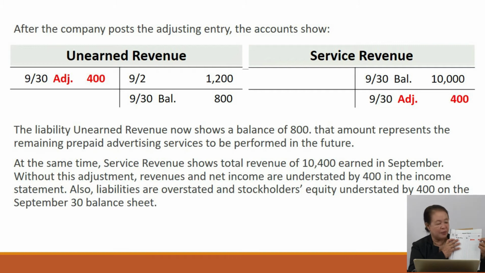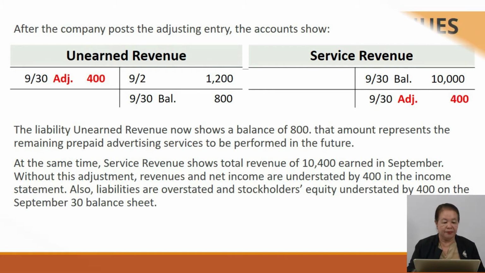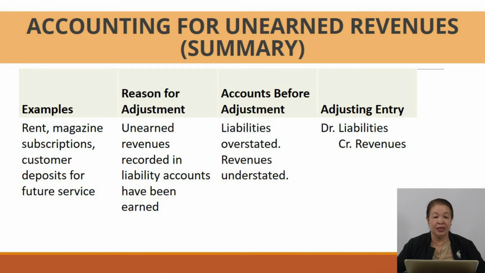Nag-debit tayo ng 400. Bakit? Kasi ang credit balance ng unearned revenue, 1,200. Nag-adjusting entry tayo ng 400. So, ang balance niya is only 800. No? So, ganyan po yung gagawin natin sa adjusting entry. So, anong gagawin natin adjusting entry? We have to debit the liabilities and credit the revenues. Why debit liabilities? Kasi ang debit, bawas. No? Bakit natin i-credit yung revenues? Kasi ang credit sa revenues, dagdag. No? Credit balance ang revenue sa income statement. Okay? So, mag-adjust tayo ng debit liabilities and then credit revenues. No?